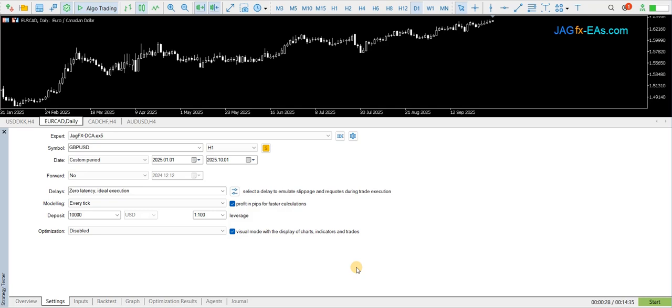Today we're just going to have a look at some testing of our new dollar cost averaging EA, which is for MT5, using the trailing stop feature. Here's the EA, JAGfx DCA, dollar cost averaging EA. We're going to test it on the pound USD 1 hour chart, from the 1st of January 2025 to 1st of October 2025. We'll use a $10,000 account with 100 to 1 leverage.